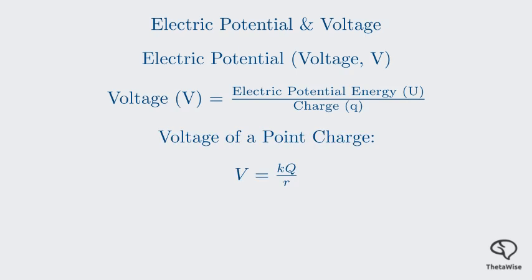This looks similar to the electric field formula, but notice the differences. First, there's no absolute value sign. The sign of the charge Q matters. Second, it's r in the denominator, not r squared. This means voltage decreases with distance at a slower rate than the electric field. This formula allows us to calculate the electrical potential at any point in space around a charge. The potential is positive near positive charges and negative near negative charges.